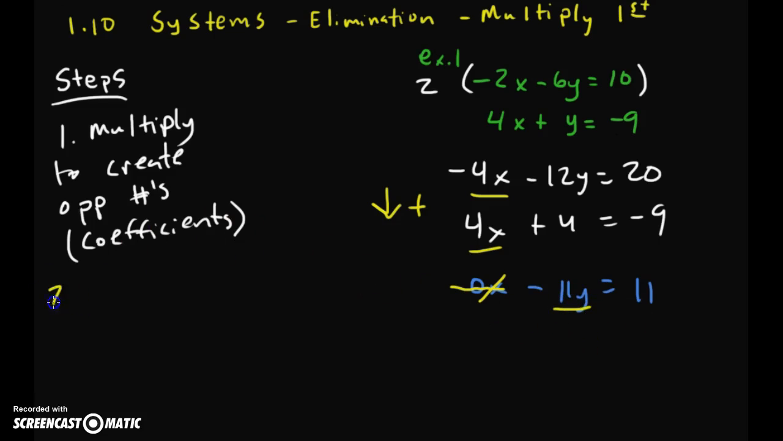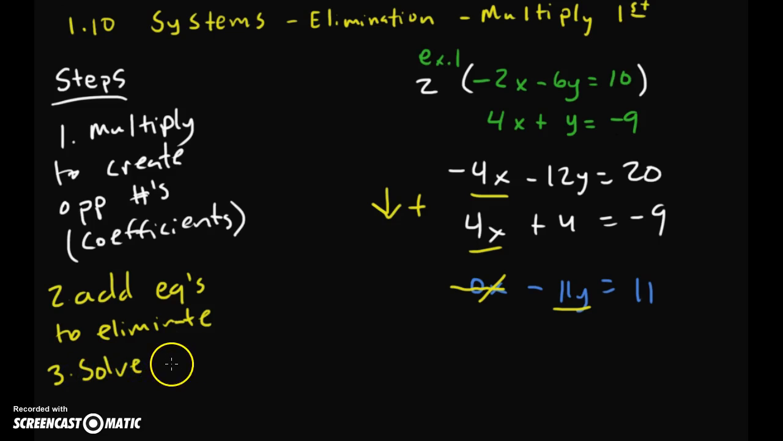So step 2, we add equations to eliminate. And step 3 is we solve. We're going to divide both sides by negative 11, and we get y equals negative 1.